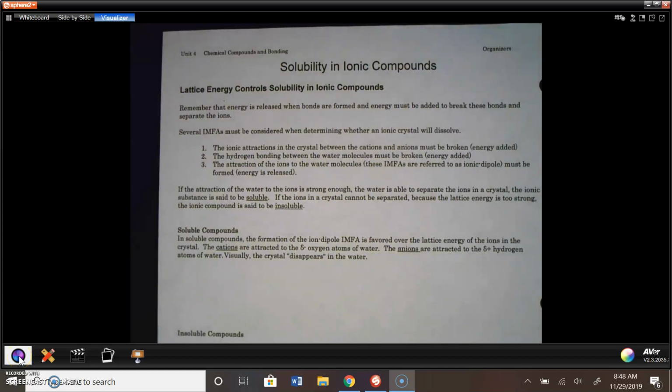So this video is on how ionic compounds dissolve in water and how you figure out whether the substance itself is actually going to be soluble or not. So the organizer that we are going off of is on page 430. There's a couple of terms on this organizer that you have not seen before because we're rearranging the order of how we're doing things in class this year.